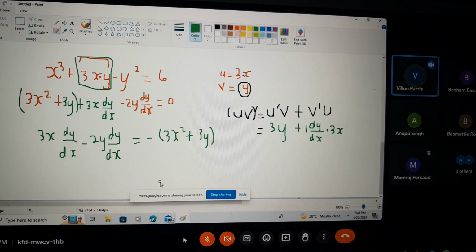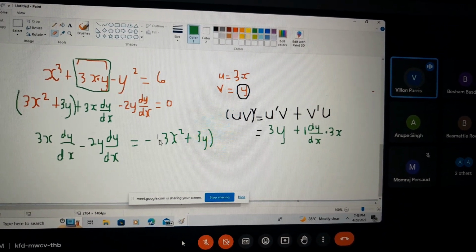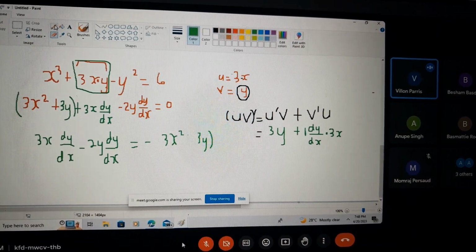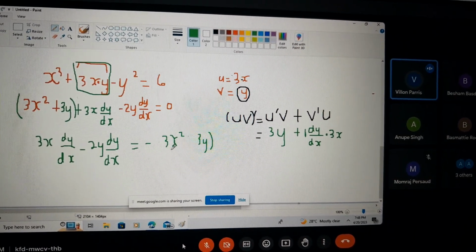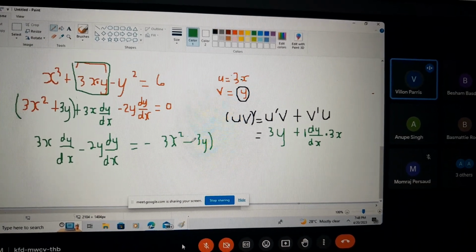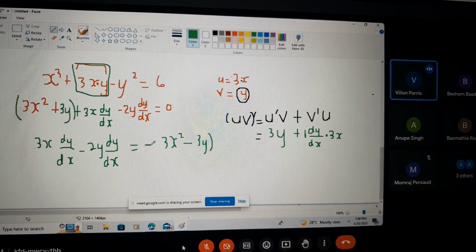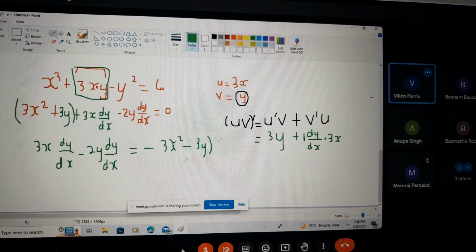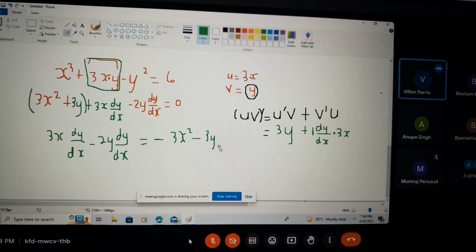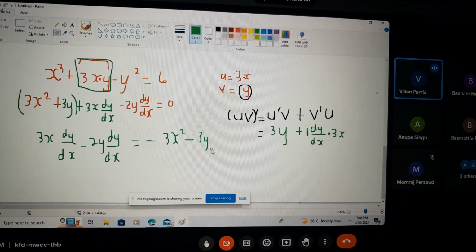Right, so I brought both of them over. And if I wanted, I could just put a negative in front of both of them, if what I did is confusing you. So 3x squared was positive, it comes over, it's negative. 3y was positive, it comes over negative. Okay? So if this is comfortable for you, I can leave it like this. Are we good? Yes, sir.